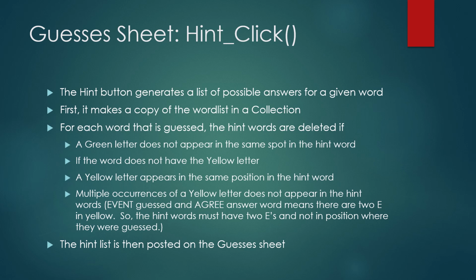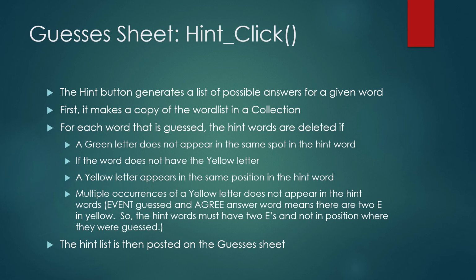The hint click sub is an event which is triggered when the hint button is pushed. First, it creates a copy of the word list in a collection, which is a memory structure. It's a list that's indexed. And for each word that is guessed, the hint words are deleted out of the collection if a green letter does not appear in that same spot in the word.